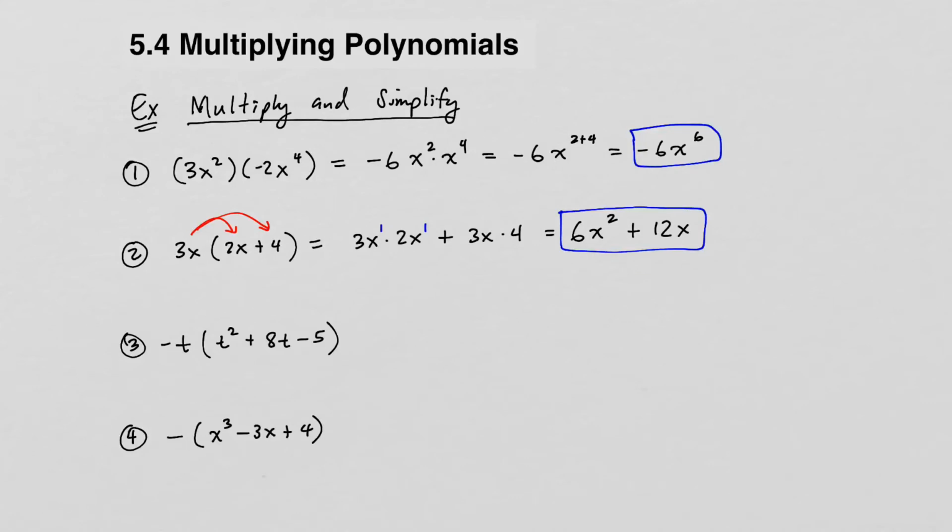Okay, so moving on here, the next example is very similar. We're going to distribute negative t to each one of those. Negative t times t squared is negative t cubed. Negative t times 8t is negative 8t squared. So again, if you're a little bit confused here, remember the power here is 1 and the power here is 1. So we're just adding powers. And then finally we have negative t times negative 5. That's going to be positive 5t.